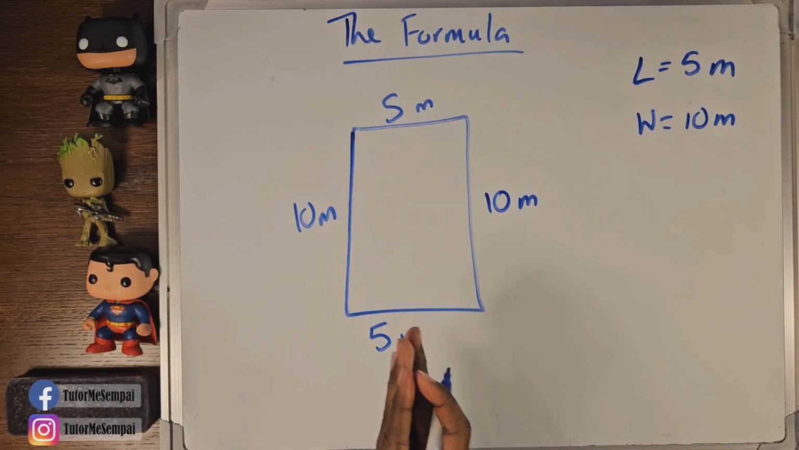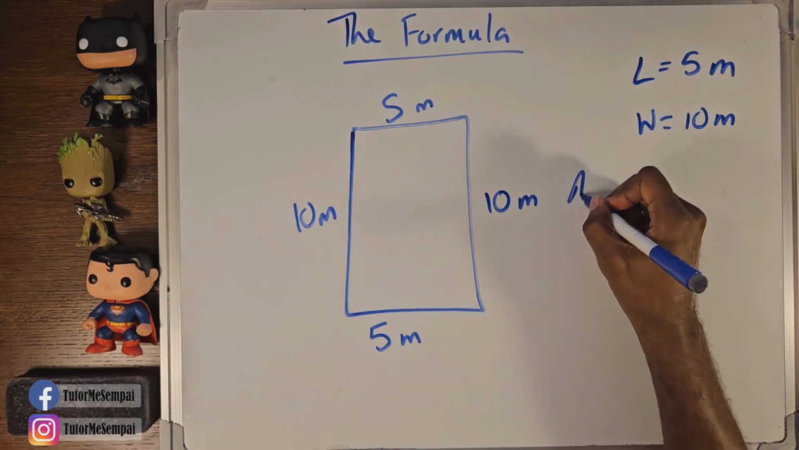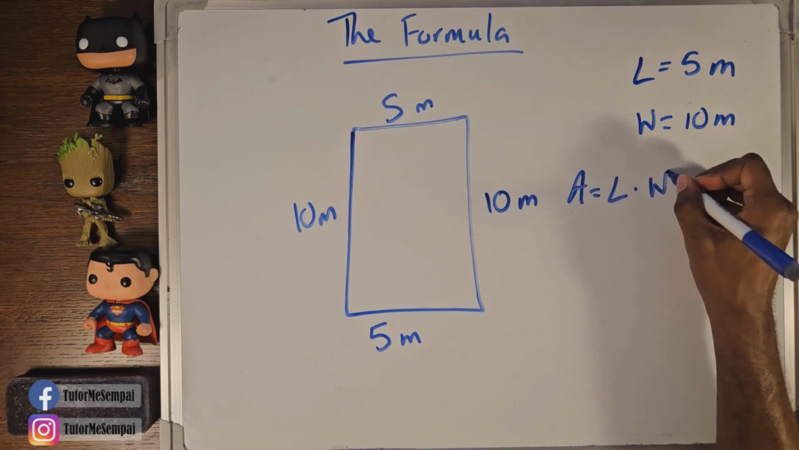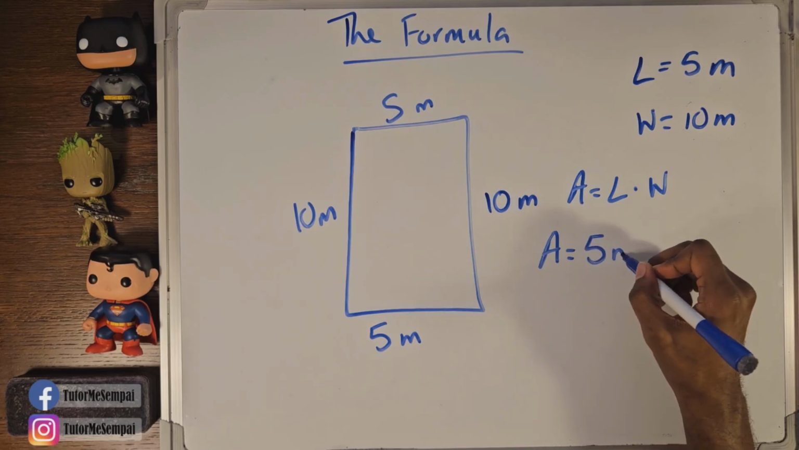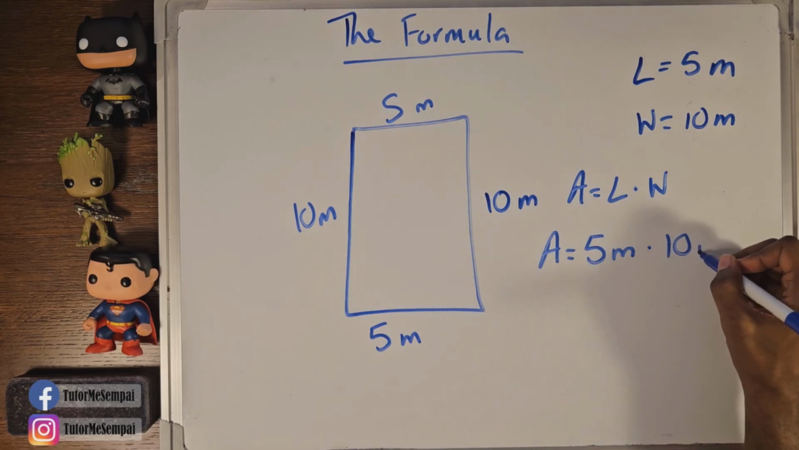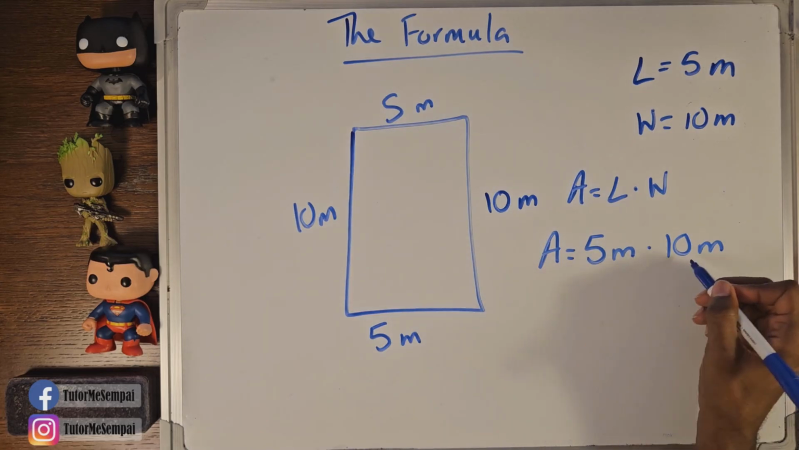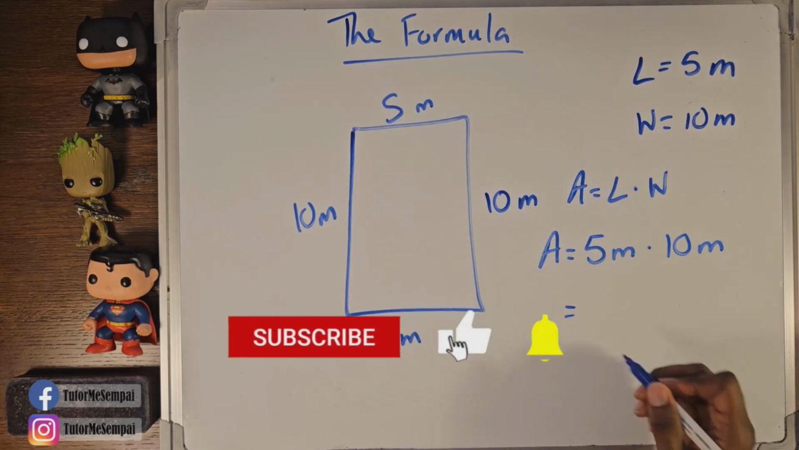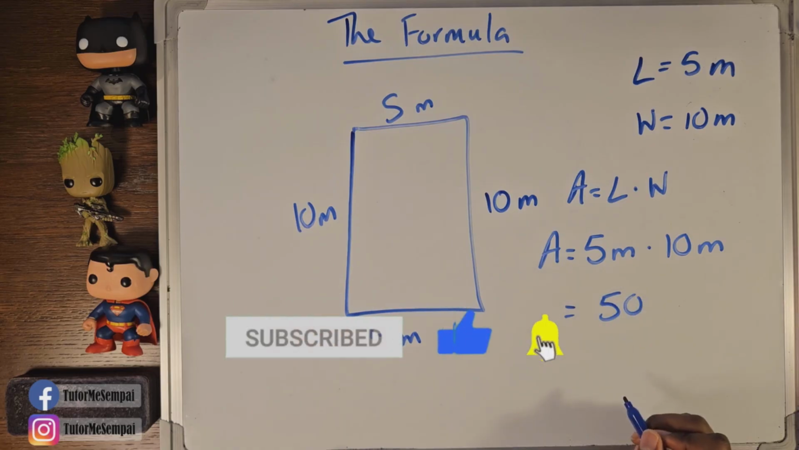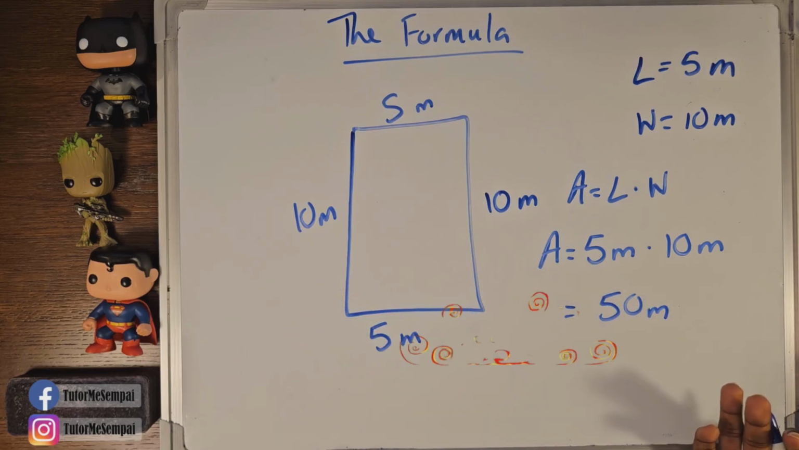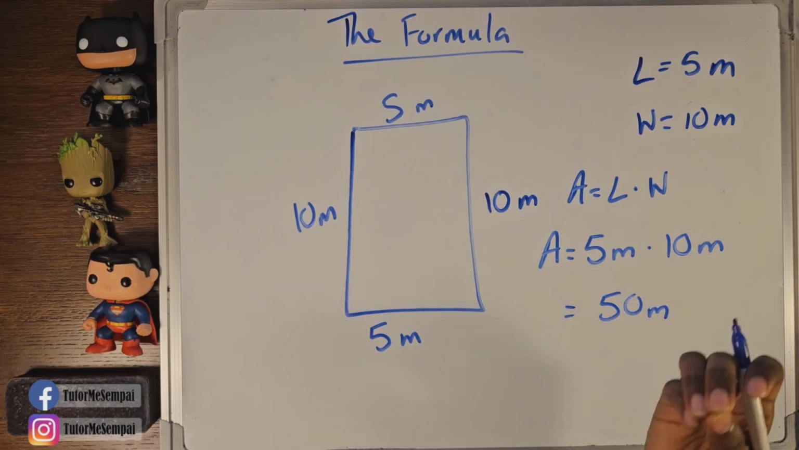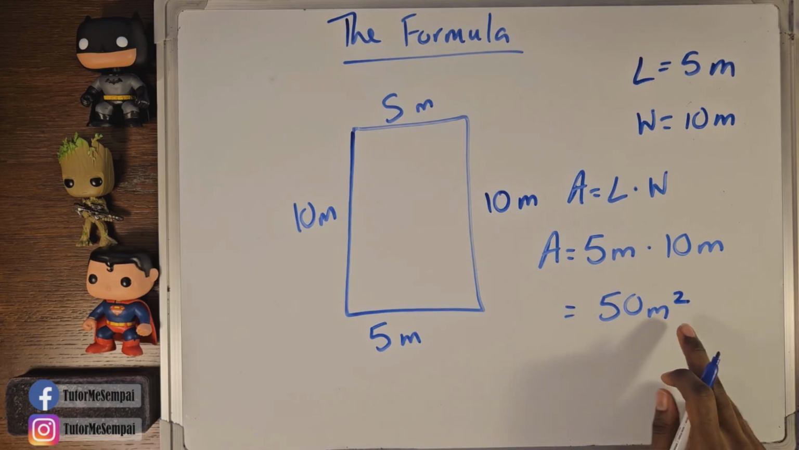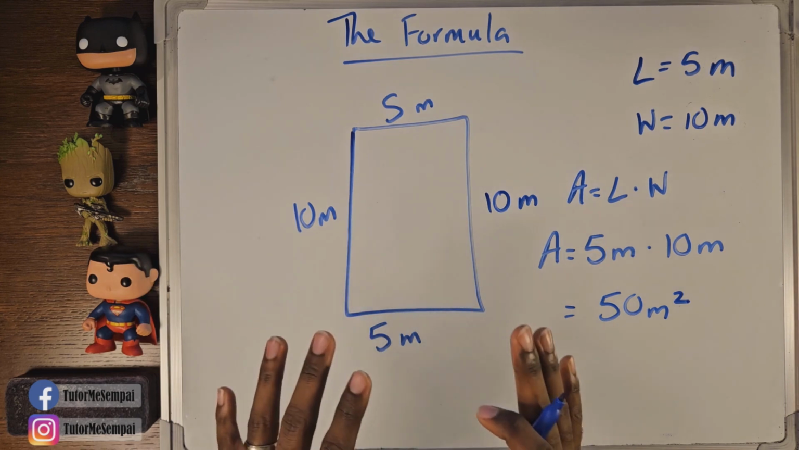If we want to find the area for this rectangle, our formula tells us to do length times width, which means our area is going to be 5 meters times 10 meters, which is 50. But do we just have 50 meters? No. Whatever unit we're starting with, we want to square that for the area. That's going to be meters squared. So this is how you find the area for your rectangle.